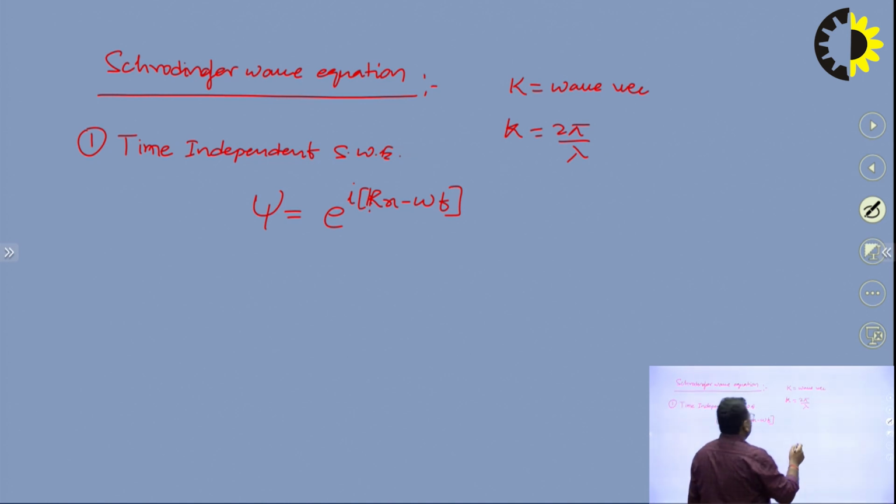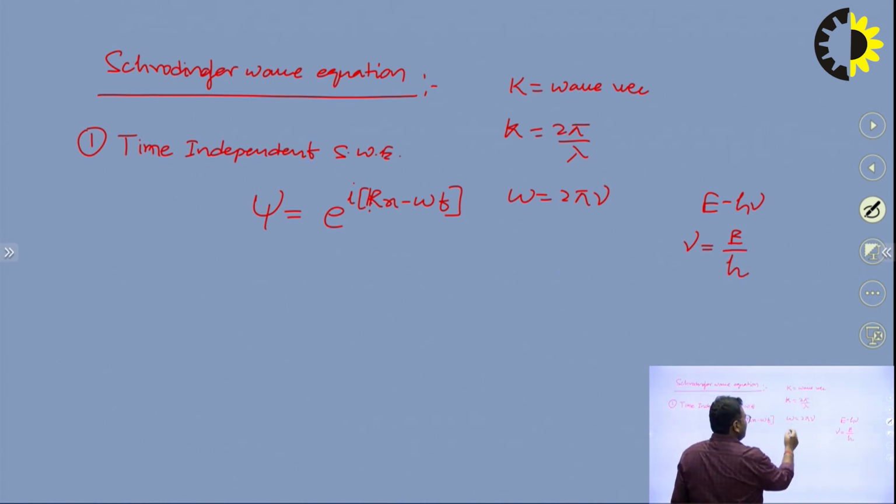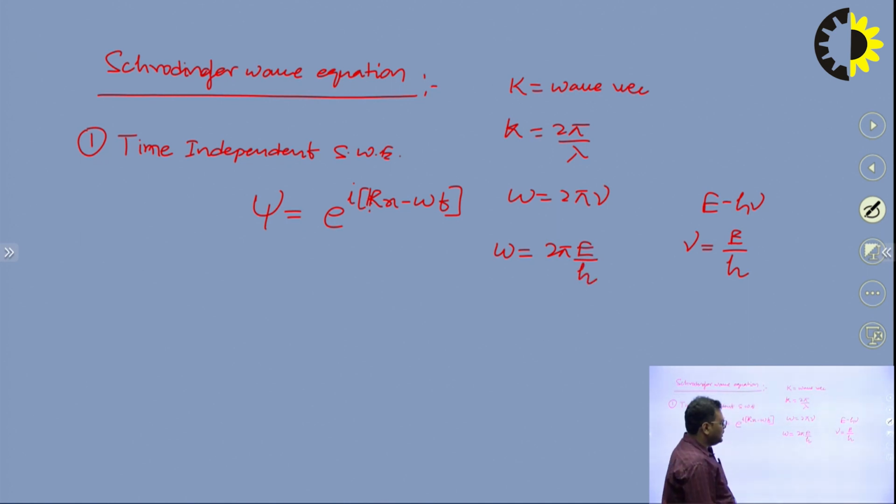And one more term, that is omega. This omega is nothing but we can write it as 2 pi into nu. Here nu is the frequency, and we know the relation that energy can be written as E is equal to h nu. So from here we can say nu is equal to E upon h, right? So if I put this value here, omega is equal to 2 pi E upon h, right?